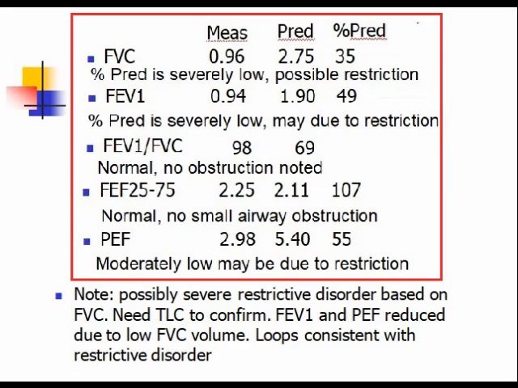For this section on pulmonary mechanics, all of these flow measurements are what we're assessing. The FVC is severely low, which indicates possible restriction. We need to confirm that with a TLC. FEV1 is severely low, but that may be caused by the restrictive condition. FEV1 to FVC ratio and FEF 25-75% are normal, thus no obstruction indicated. A moderately low peak expiratory flow rate may also be due to the suspected restriction.